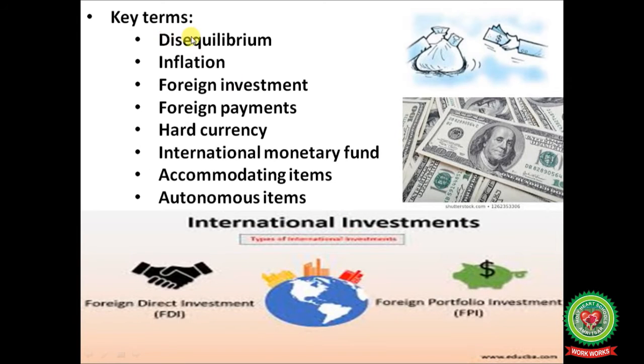Let's start with some important key terms related to this topic. First one is disequilibrium, inflation, foreign investment, foreign payments, hard currency, International Monetary Fund, accommodating items and autonomous items.